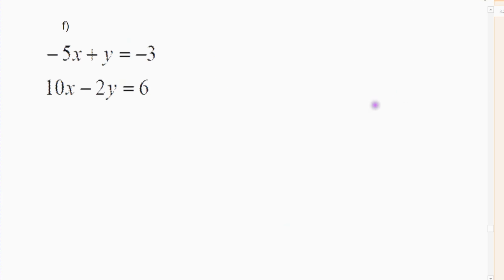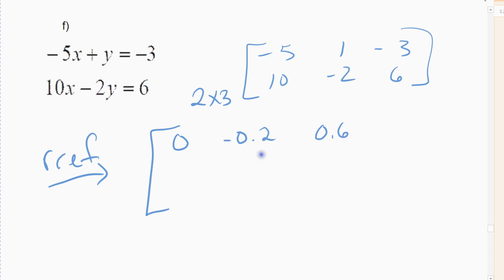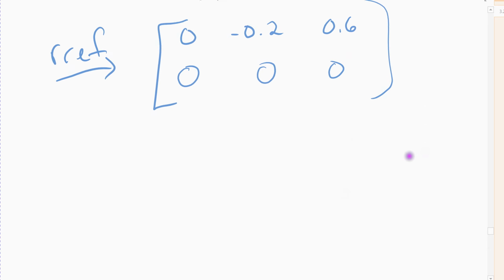Alright, F. Two variable case again. Alright, so I'm going back to a 2 by 3, so my matrix A would be negative 5, 1, negative 3, 10, negative 2, 6, RREF. And this time I'm going to leave the decimals because you could hit the fraction key if you wanted to. But since these are, unlike the first example where it was 1.3333, it never ended, so I don't want to round. These are terminating decimals, and so you could find the fractions, and it's 1/5 and 4/5 if you wanted to. But you could also leave the decimals in this case because the decimals are perfectly fine answers too.